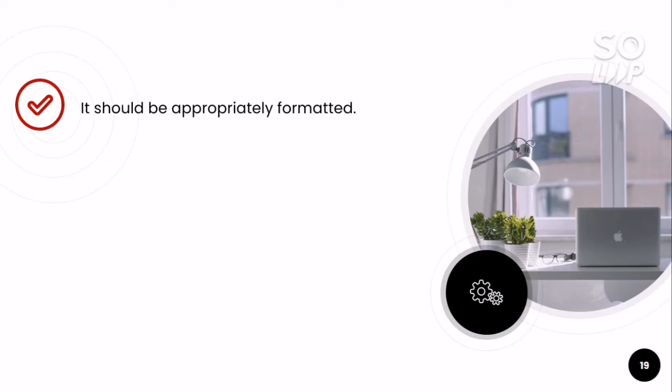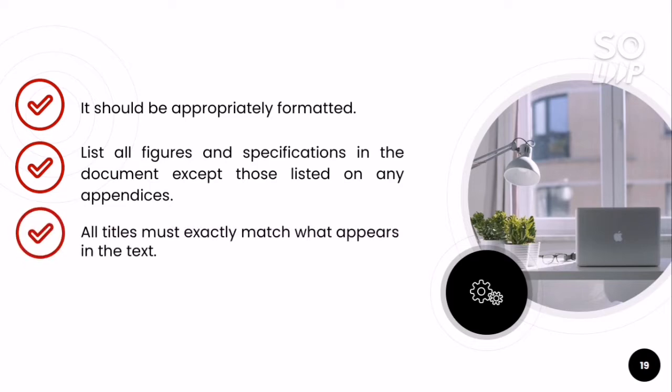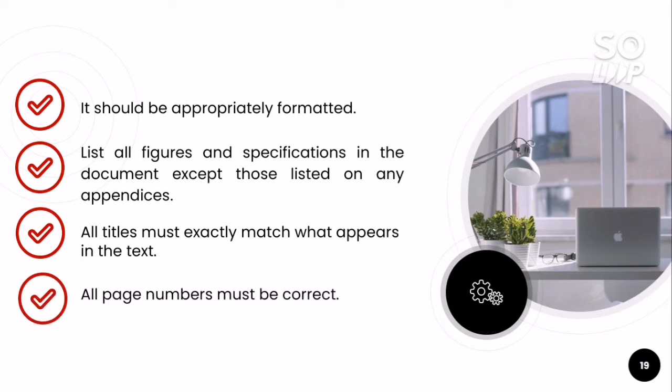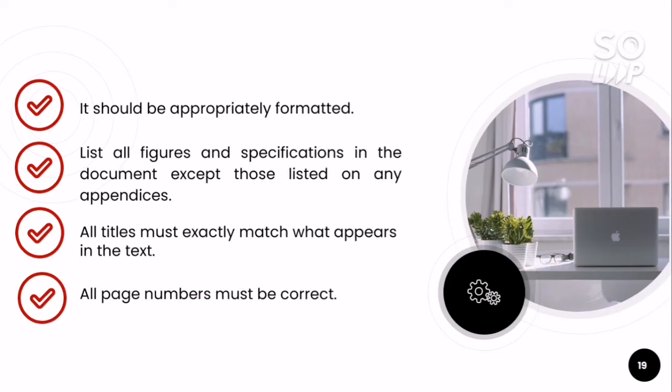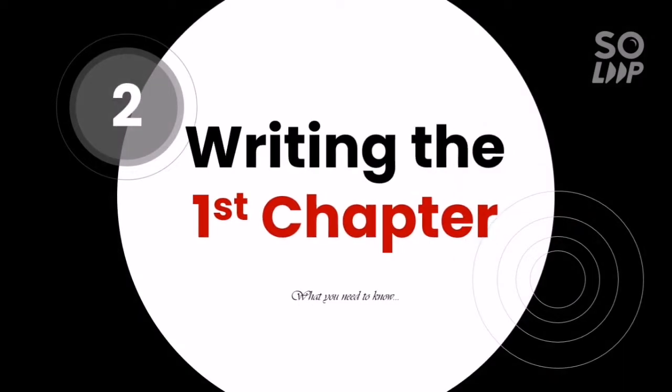First, the things that we need to know. First is that it should be appropriately formatted. Next, list all figures and specifications in the document except those listed in any appendices. Next, all titles must exactly match what appears in the text, and all page numbers must be correct. Now we are down to the second topic, the writing of the first chapter.